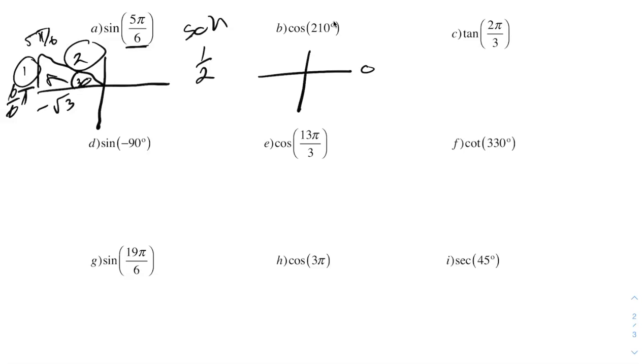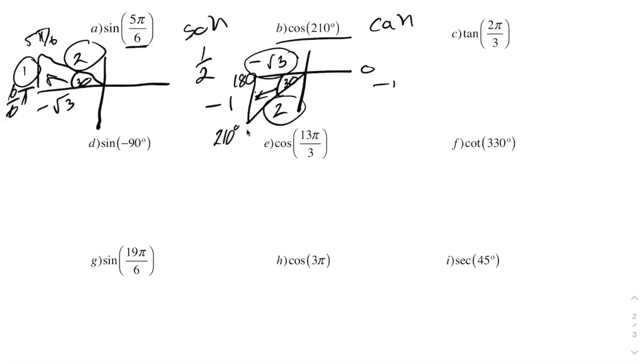So here's 0, here's 180. 210 tends to be a little past that. I draw a little triangle. Here's my angle. 180 and 210 are 30 degrees apart. So I know my sides again. Here's 1, here's 2, and here's rad 3. Keep in mind we're going down, so it's a negative 1, and we're going to the left, so negative rad 3. Cosine, so negative rad 3 over 2.